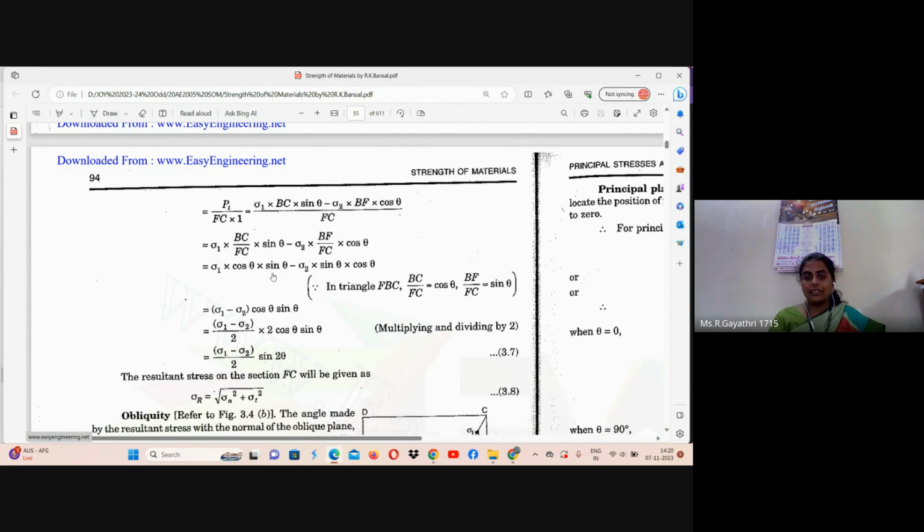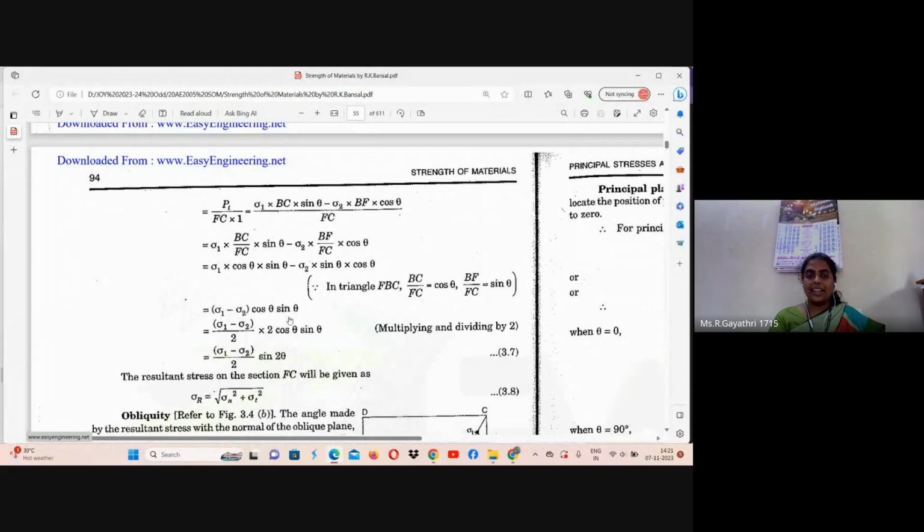Here sigma 1 times cos theta sin theta minus sigma 2 times cos theta sin theta. So we can keep the common term out of this bracket. We can keep other terms inside this bracket. Sigma 1 minus sigma 2 times cos theta sin theta.